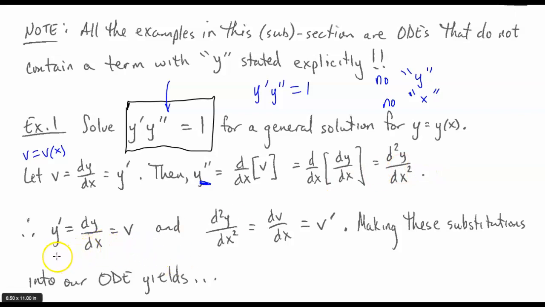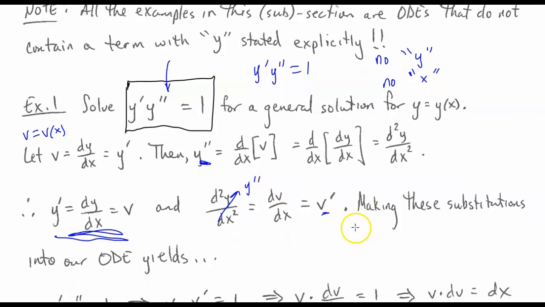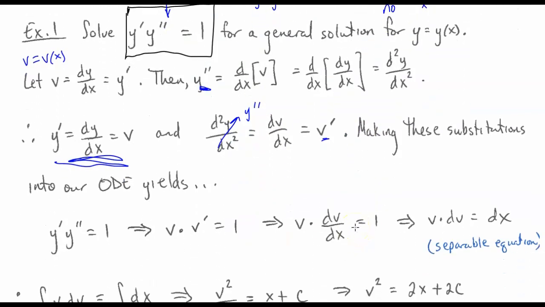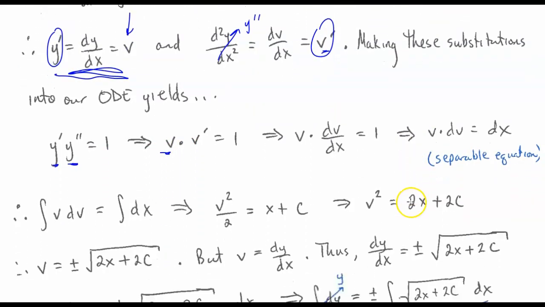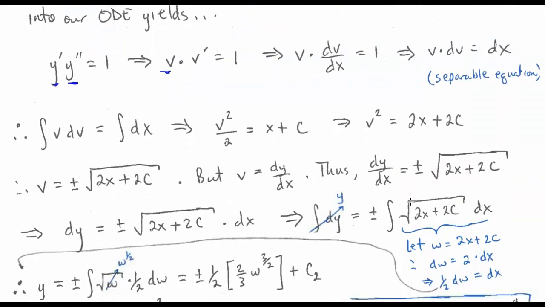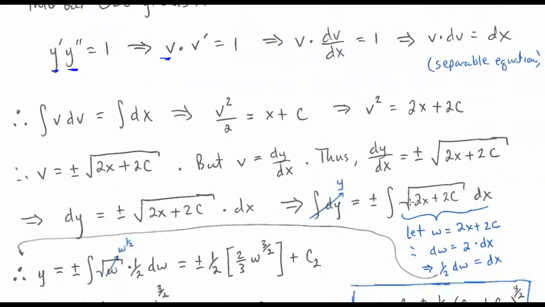So here we see that y prime is just v, and v prime is y double prime, okay? And so now we just do our substitutions. In place of y prime, which we have here, we have v. In place of y double prime, which is here, we have v prime, okay? Now, from here, you can see that it's relatively easy to solve this particular equation from this point.